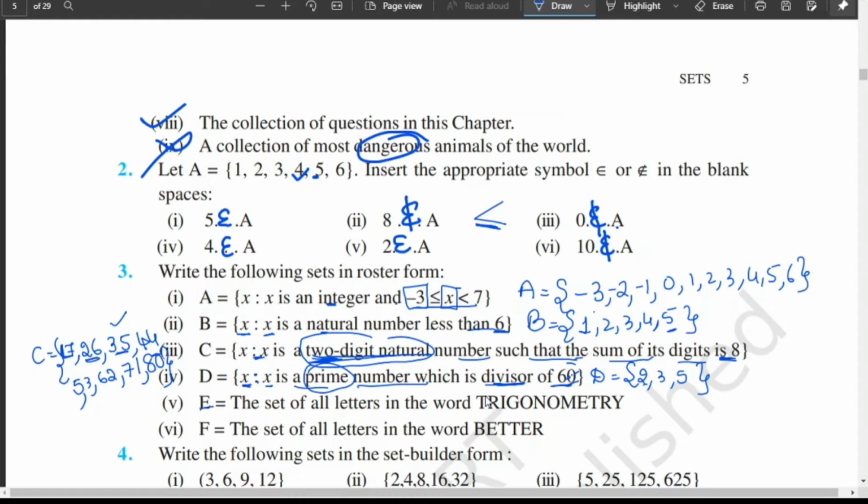Then E, set of all letters in the word trigonometry. Now before starting, see here, how many are repeated? T is repeated, O is repeated, then is anything else repeated? No. So repeated letters will be written only once. I will write it here.